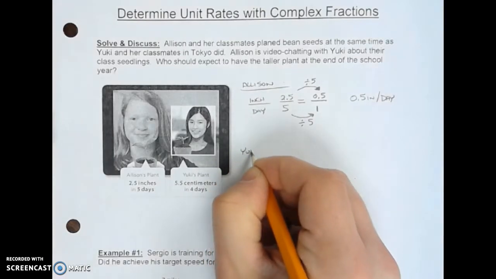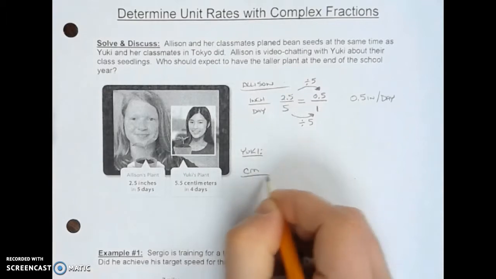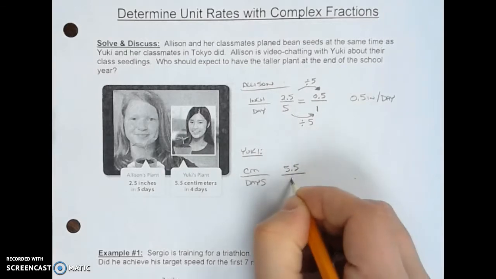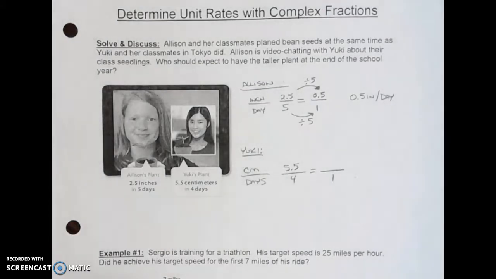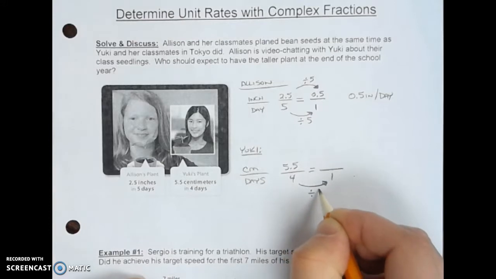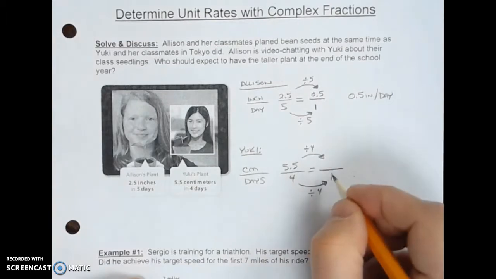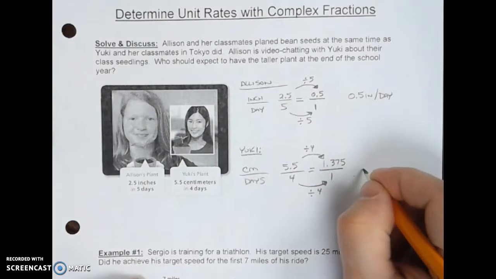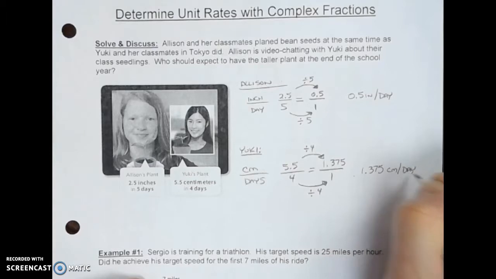I'm going to do something similar for Yuki. Okay, for Yuki, she's measuring in centimeters and days, and her plant can grow 5.5 centimeters in 4 days. And again, I want to know how much it's going to grow in 1 day, so I'll set that equal to another ratio with the denominator of 1. And we'll have to scale back by 4 this time. 4 divided by 4 is 1. And now I'll do 5.5 divided by 4, and that's going to give me 1.375. And so Yuki's plant grows 1.375 centimeters per day.